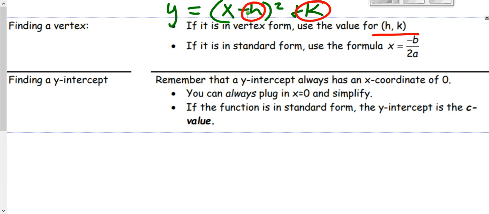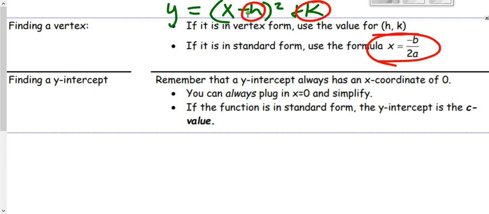Okay? If it's not in vertex form or you can't complete the square to put it in vertex form, you can also use the formula x equals negative b over 2a. That's for when it's in standard form. You take your b value, make it negative, put it over 2a, and that'll give you the x coordinate, and then you plug it back in to find your y coordinate. So we'll talk about that in a few minutes.